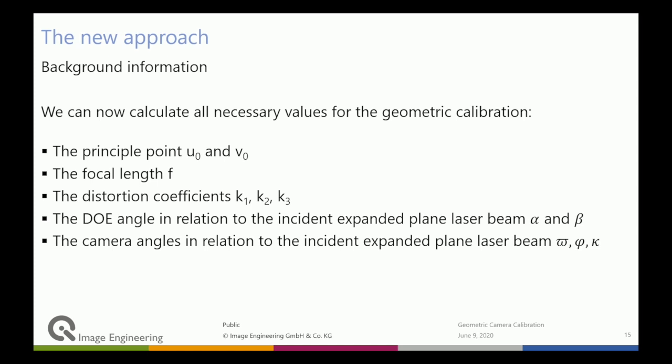So what do we get out of this? We get the principal point, we get the focal lengths, we get the coefficients for the distortion polynomial, we get the angles alpha and beta for the diffractive optical element in relation to the expanded laser beam that is incident to that DOE. And we also get the three angles of the camera in relation to the incident beam coming from, or after, the diffractive optical element.